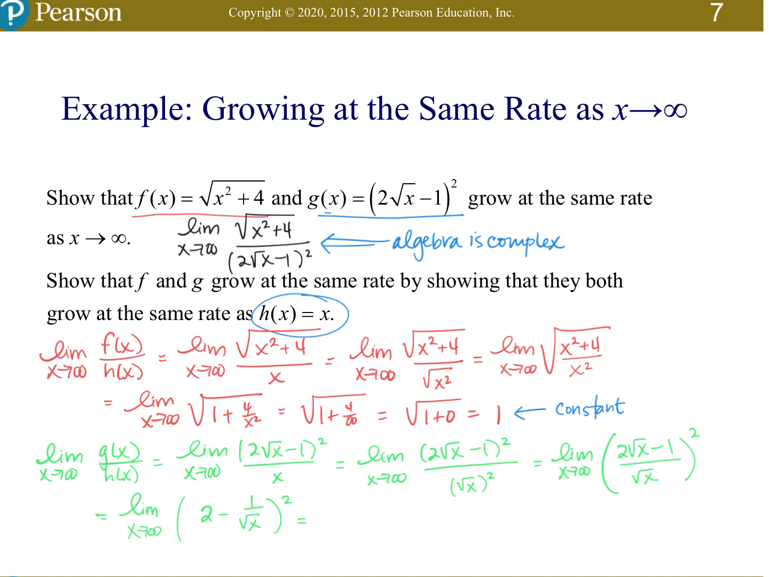Then I could put infinity into that. There's 1 over the square root of infinity, which is 0. So that'll give me 2 squared, which is 4, which is a constant again. And the constant means the two things are growing at the same growth rate. So we've shown that functions f and g grow at the same growth rate as function h, so they must grow at the same rate as each other as well.